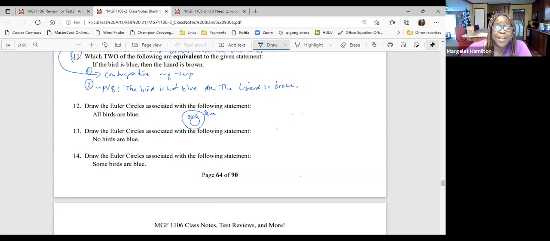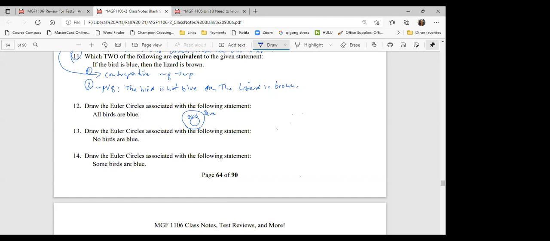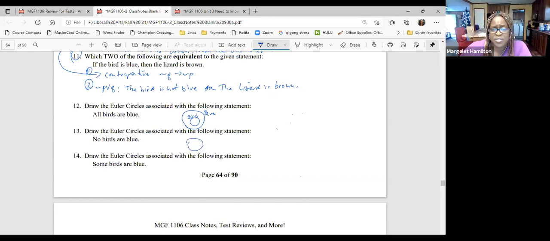All right, so now what about the next one? No birds are blue. What should that look like? Two separate circles, not touching. Circle here, and it doesn't matter which one you make the one or the other. So this is going to be my birds, and this will be blue. This could have been your blue circle or your birds. It doesn't matter as long as they're not touching.